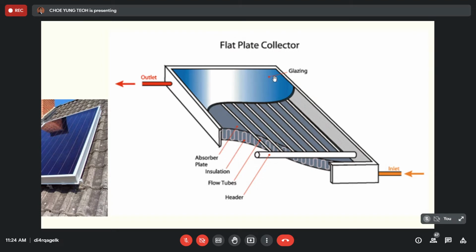We need the glazing because we want to avoid the air circulation which brings away the heat, which we call heat loss due to convection. But the glazing also has a disadvantage. The glazing is a layer of glass. Yes, we say it's transparent, but how transparent is it? Is it 100% transparent? Is 100% of the sunlight passing through the glazing? Of course not. Nothing in the world is 100% transparent.